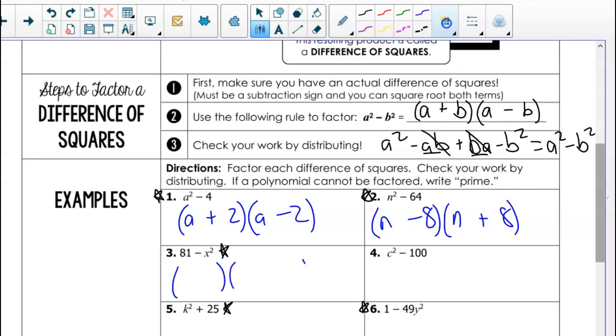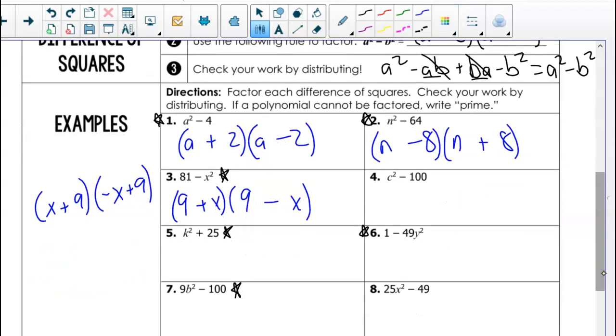But because these are switched, I have my variable term last, so I'm going to follow that. So I'm going to do 9 and then x, and then 9 and then x. If you switch it so that the variable is first, you can do that. You just have to remember that this is 9 minus x. So if you switch it around, it would be negative x plus 9, not x minus 9. That'd be two different things. So just be careful with that one.